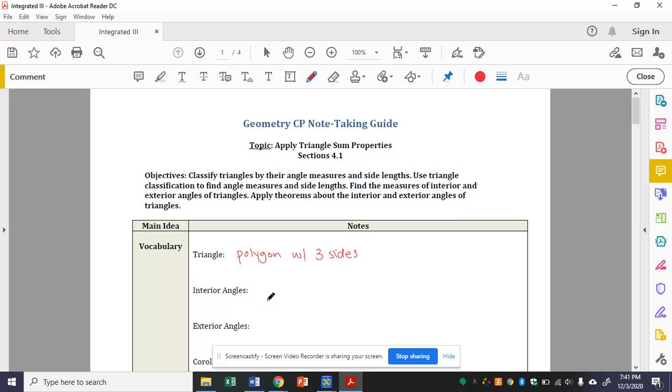We know the word interior is like inside, like an interior of a house. So the interior angles are angles on the inside, or angles inside a polygon. And just like we know interior, we also know exterior. If we talk about an exterior of a house, we're talking about outside, so angles outside a polygon.